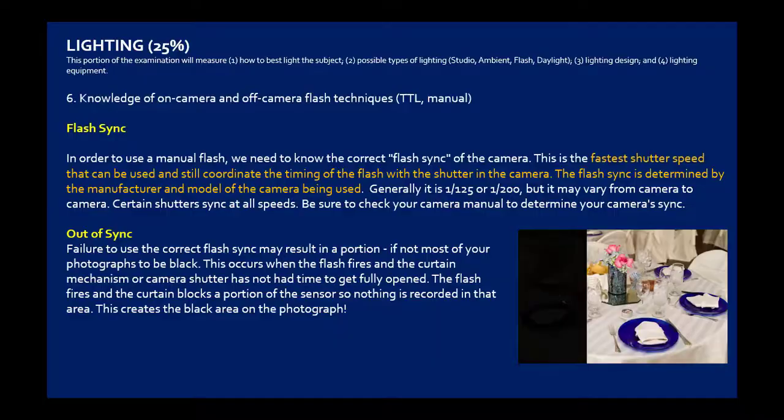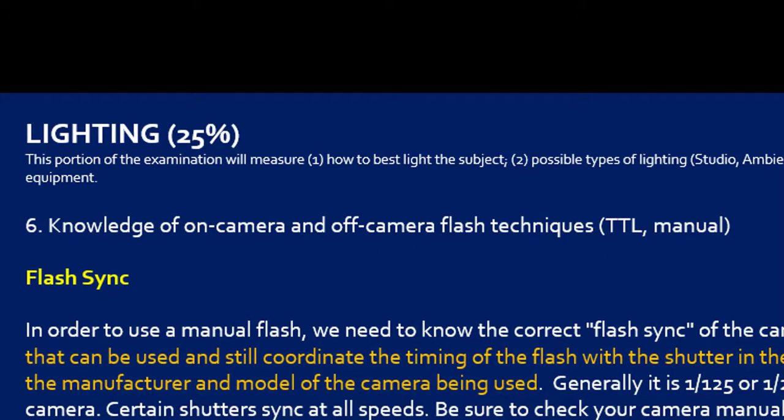We're still in section E in the test specifications on lighting, and we're moving on to number 6. Number 6 says, knowledge of on-camera and off-camera flash techniques, including TTL and manual.